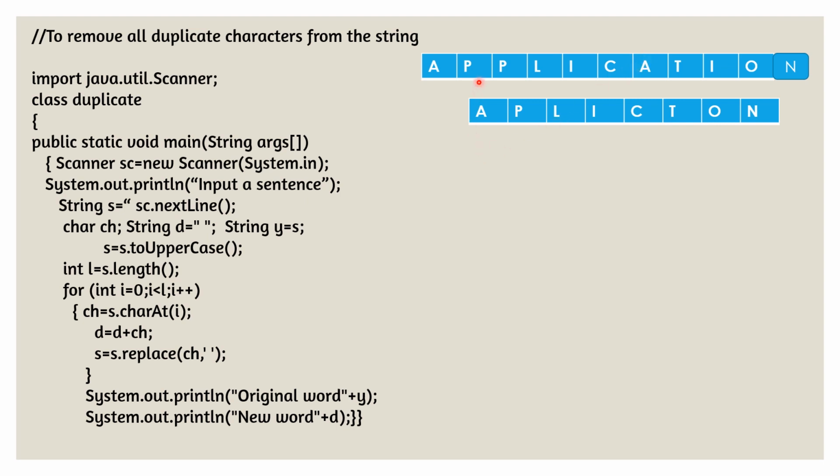Like that, the next character you add here, after adding from the original string, replace the character with space, so that it will not be added in the variable s. So like this, we can remove all duplicate characters one by one, and then in the new word which we are forming, only the characters which are unique will be there. And then do the printing. Original word is plus y, we have stored here already, and the new word is plus d.